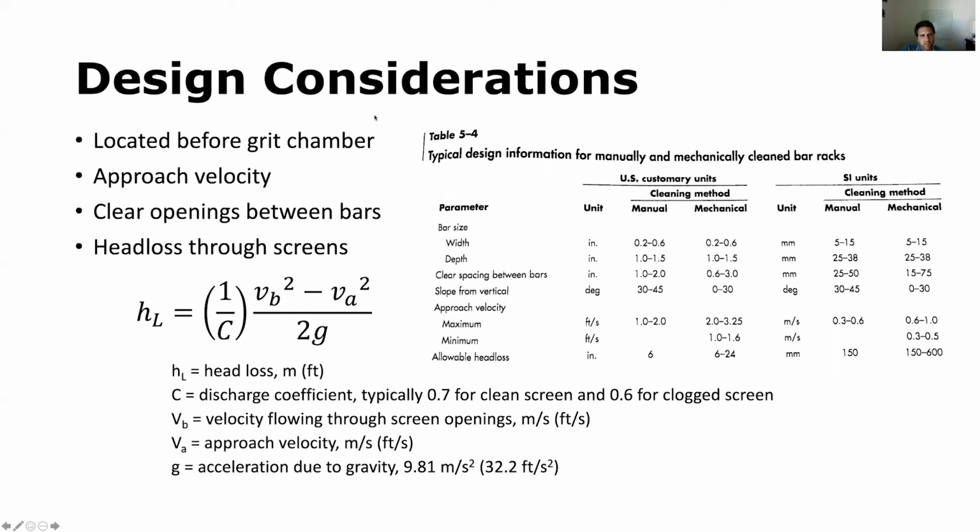Design considerations for screens are that in a wastewater treatment system, they need to be located before the grit chamber. We should design them with an appropriate approach velocity, which you can see some typical values that are used here for manual cleaning or for mechanical cleaning. You need to have clear openings between the bars. So if the bars start to get clogged, then you're going to have the failure of these systems. The system also produces a head loss through the screen. So there's some energy lost as the water moves through the screen. That can be calculated using the equation shown here.